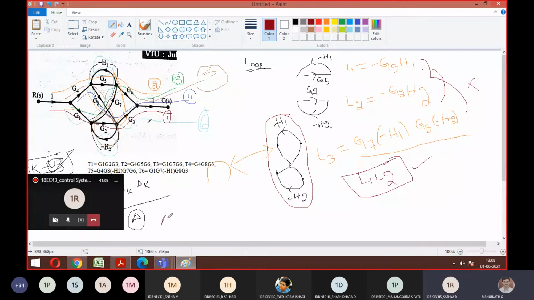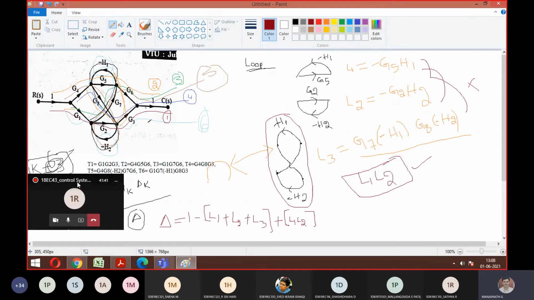Delta is 1 minus the summation of all the individual loops: L1 plus L2 plus L3. Then minus or plus? Plus. It alternates: minus, plus, minus. If there are 3 non-touching loops, you should give minus for that term. Here we have 2 non-touching loops, that is L1 and L2, so L1 into L2.